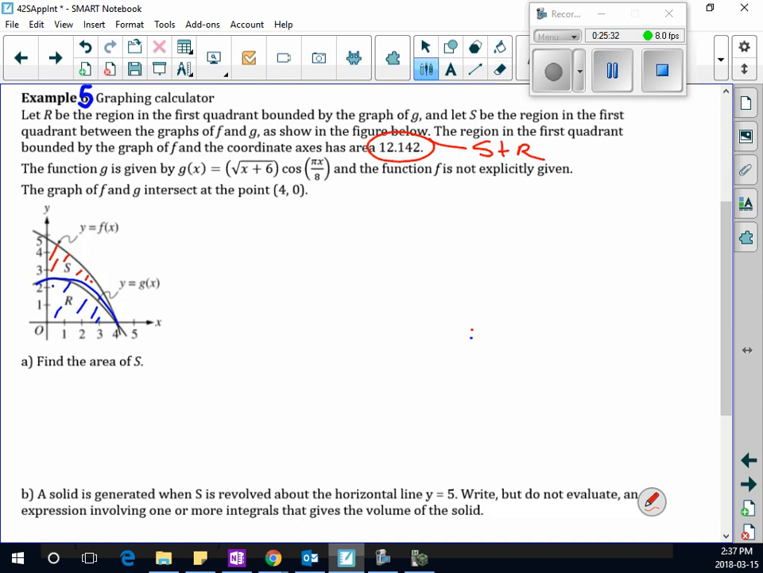The function g is given by g of x equals the square root of x plus 6 cos pi x over 8, and the function f is not explicitly given. The graphs of f and g intersect at 4, 0, which is this point right here, right? Find the area of S. So how are we going to do this? Does everybody see if we figure out the area of R and we subtract that from 12.142, we will get S?